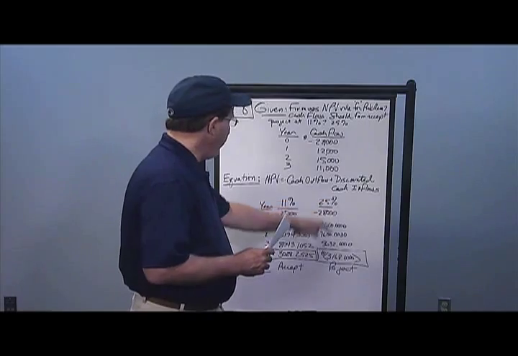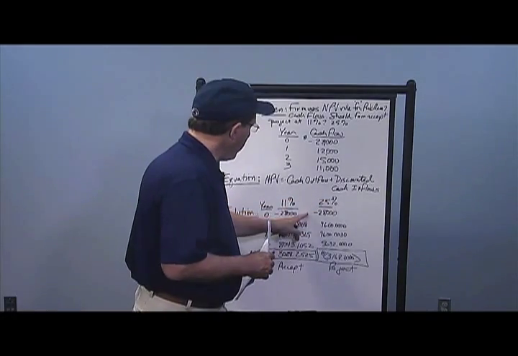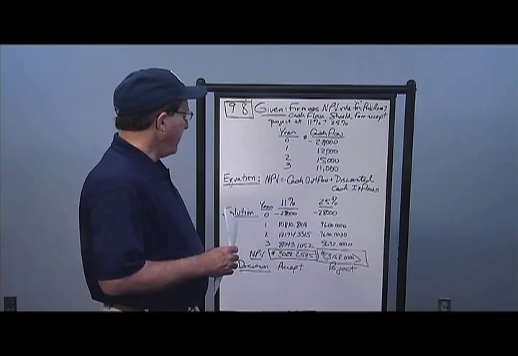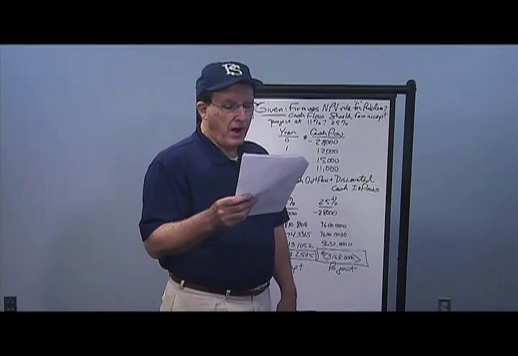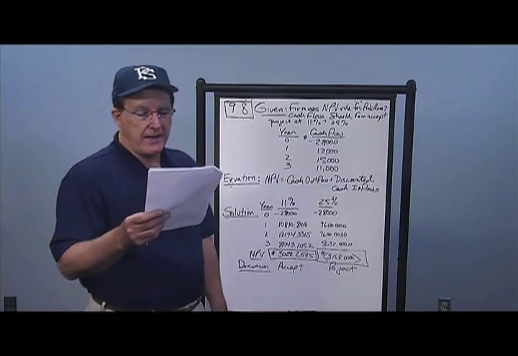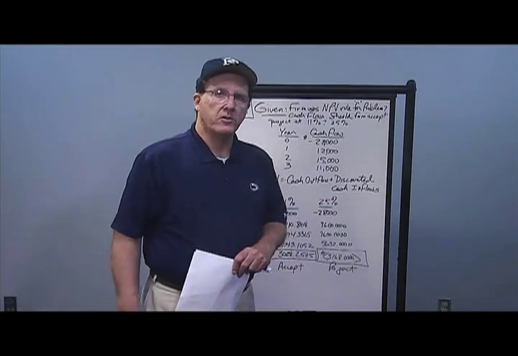This NPV profile I've created here tells me that my IRR falls somewhere between 11% and 25%. And we did calculate that in the last problem, and it falls at 17.1827%, and this table verifies that. There's your answer to problem number 8.